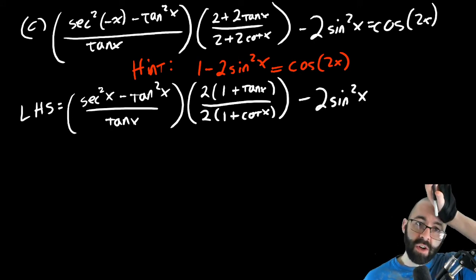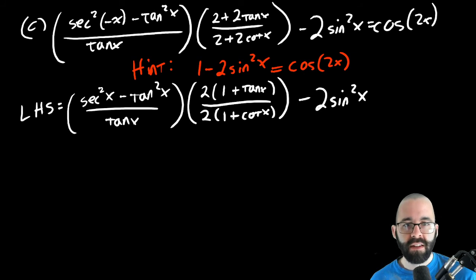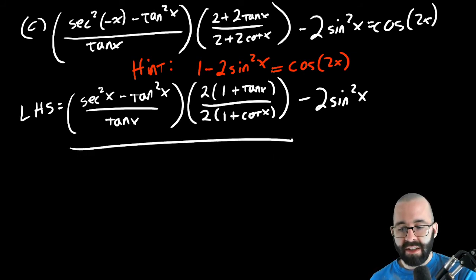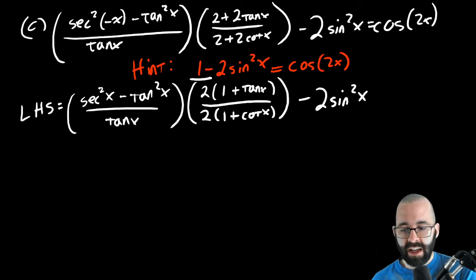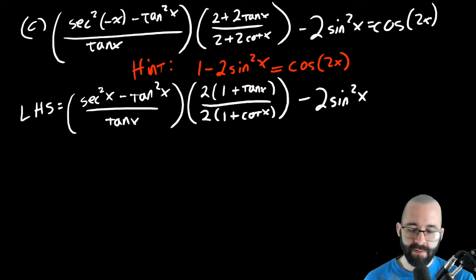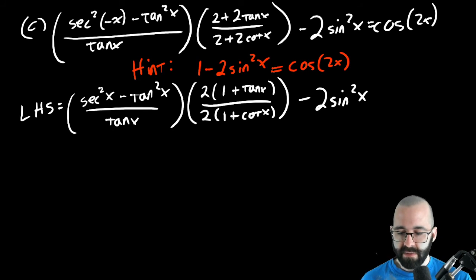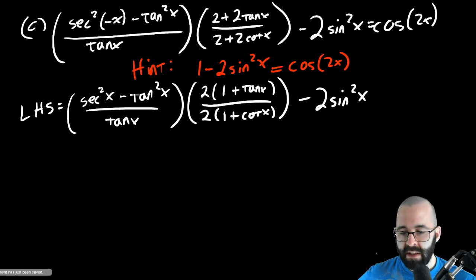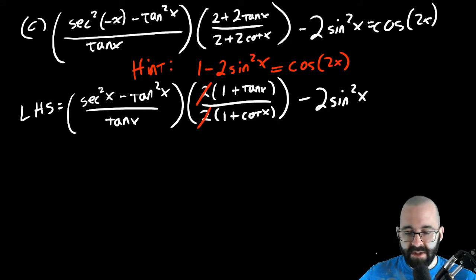We still have that 2 cosine squared of x. So we're hoping this is 1, right? Because if this is 1, then we can use the hint: 1 minus 2 sine squared. We already have the minus 2 sine squared. And then that'll give us the cosine of 2x. So we'll see. Again, a couple different ways of simplifying these, but right off the bat, let's cancel those 2's.